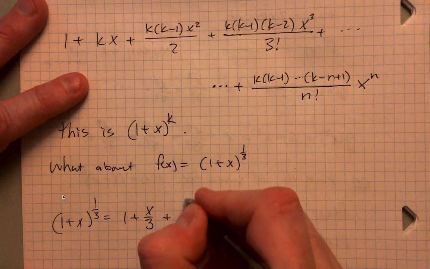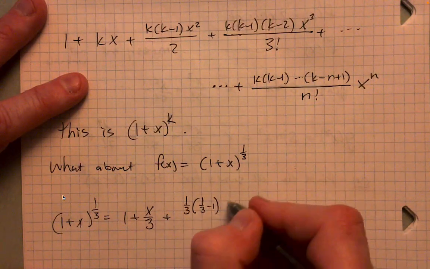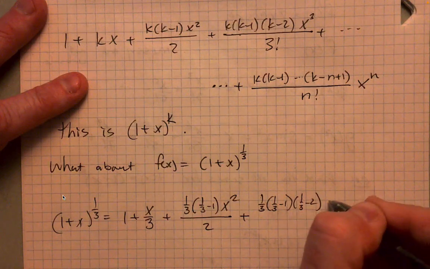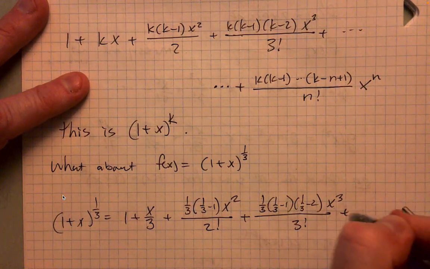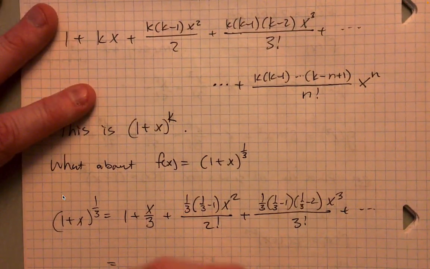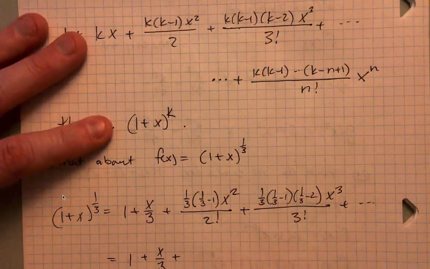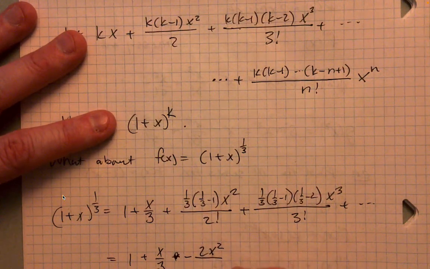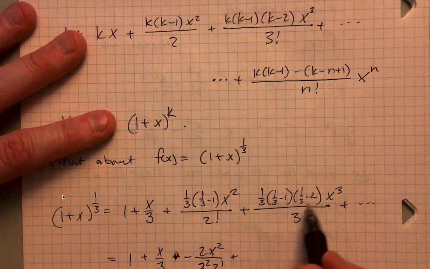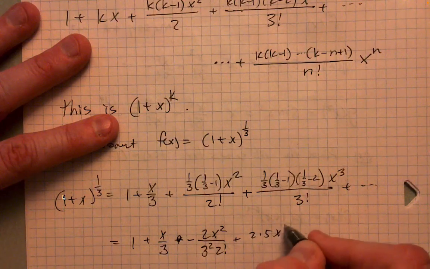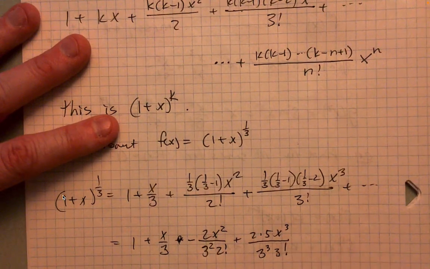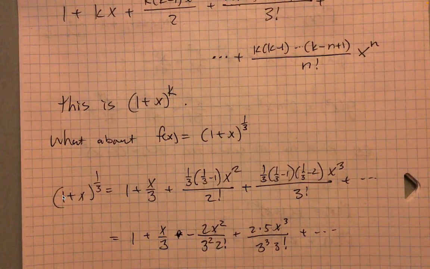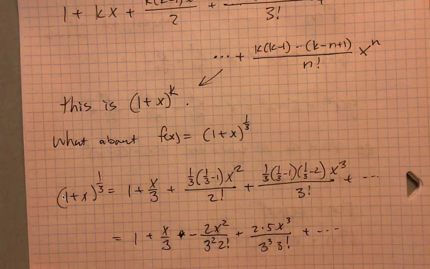And now you do have to do a little bit of work here for sure. This would be 1/3 times 1/3 minus 1 times x squared over 2, and then plus 1/3 times 1/3 minus 1 times 1/3 minus 2 x cubed over 3 factorial, and so on. You could work this out to be 1 plus x over 3, and then I think this would be negative, because that'd be negative 2/3, so minus 2x squared over 3 squared times 2 factorial. And then this one should be plus, you'd have two minuses there, so I think you get 2 times 5x cubed over 3 cubed times 3 factorial. So you can begin to see the pattern here, plus dot dot dot. You can sort this out. But that would be an example of using this general formula for a specific k.